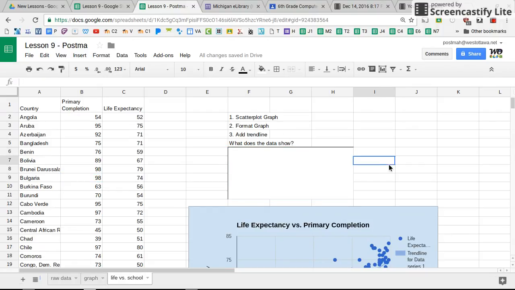So answer the question, and then you are done with our extended activity lesson 9. In Computers 2, we do all of our things in Sheets, so you'll have a little bit of an idea of some of these tools. And I'm sure in some of your other classes, if you need to make graphs, you will use Sheets as well.